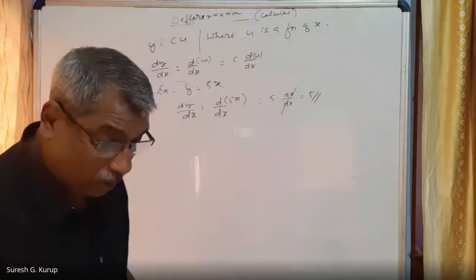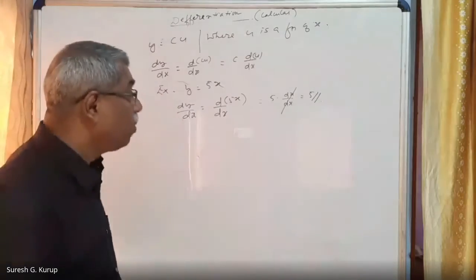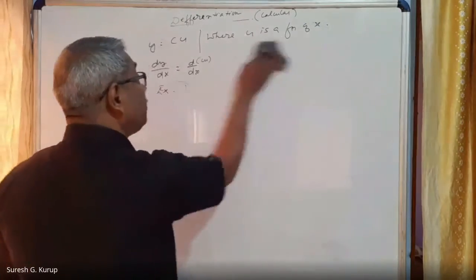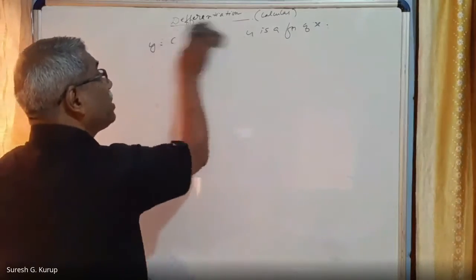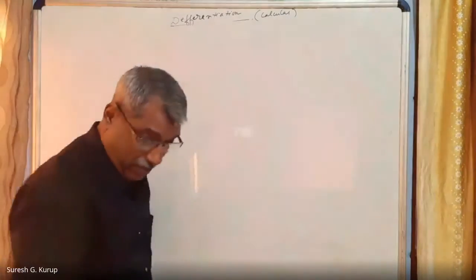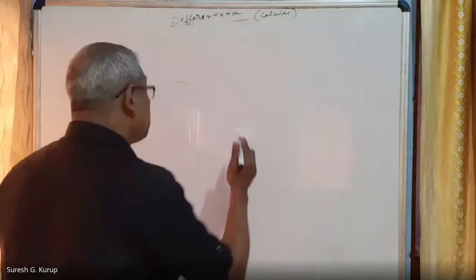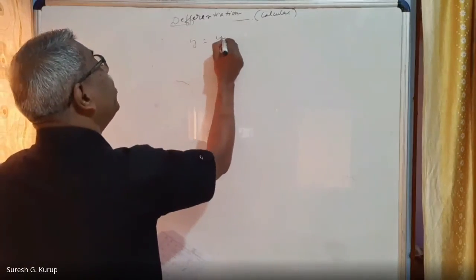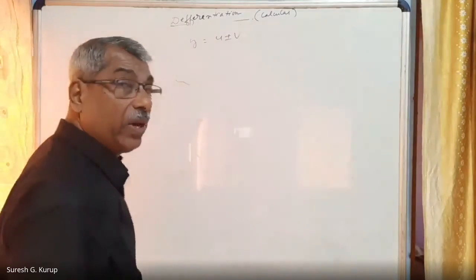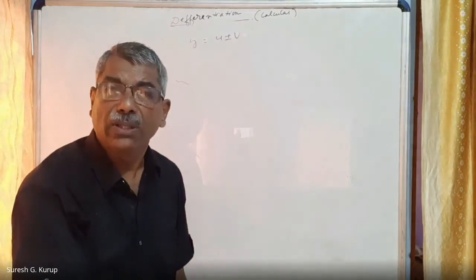Next is the sum rule. Sum rule means suppose two things are added. For example, this is very simple. Suppose y is equal to u plus or minus v, where u and v both are functions of x.